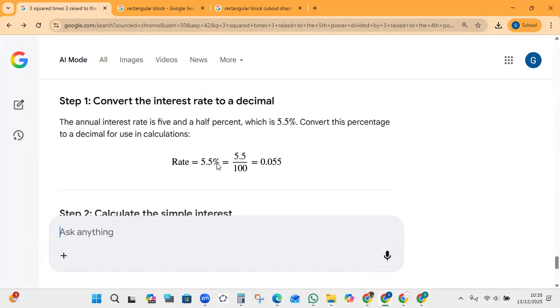So anytime you see a percentage sign, you have to remember 100 goes under that number. So that's 5.5 divided by 100. When you divide it by 100, you just shift the decimal point 2 places towards the left. So the rate is 0.055. So that's the first step.